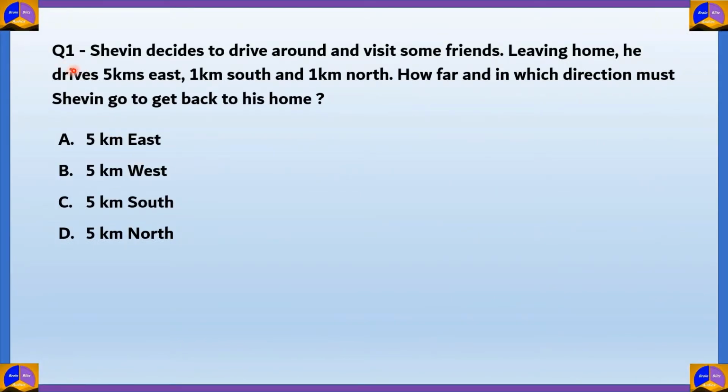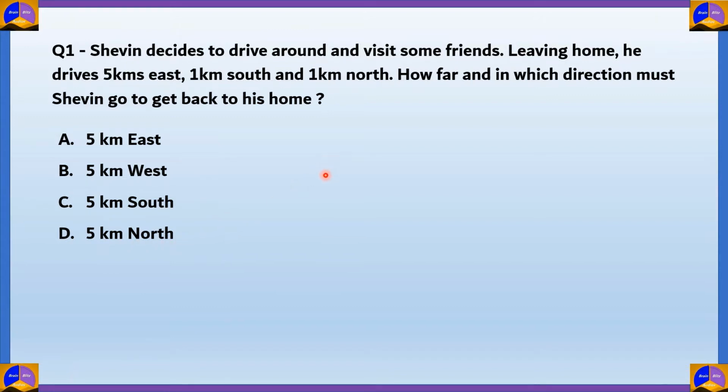Now, this is the first question. Shevin decides to drive around and visit some friends. Leaving home, he drives 5 kilometers east, 1 kilometer south, and 1 kilometer north. How far and in which direction must Shevin go to get back to his home? Option A 5 kilometer east, B 5 kilometer west, C 5 kilometer south, and D 5 kilometer north.